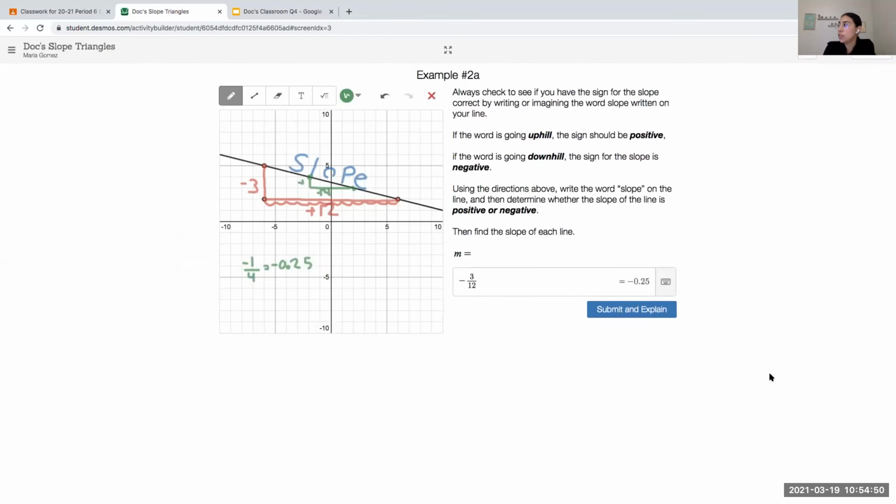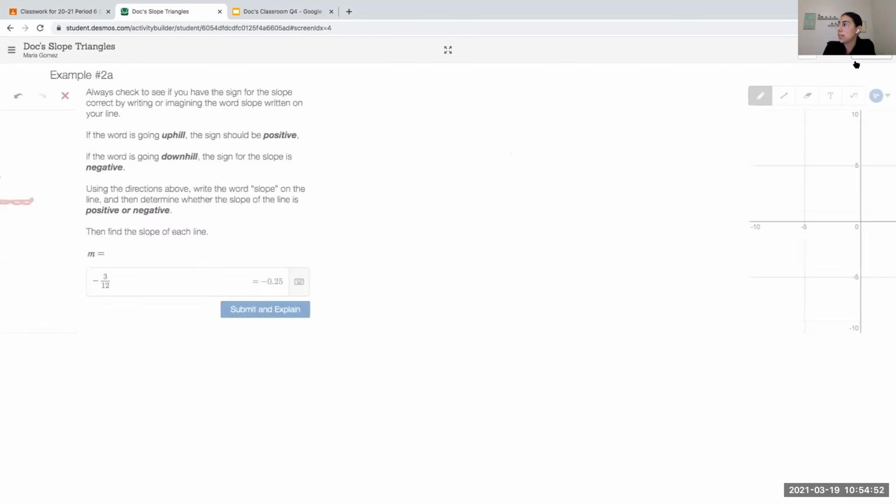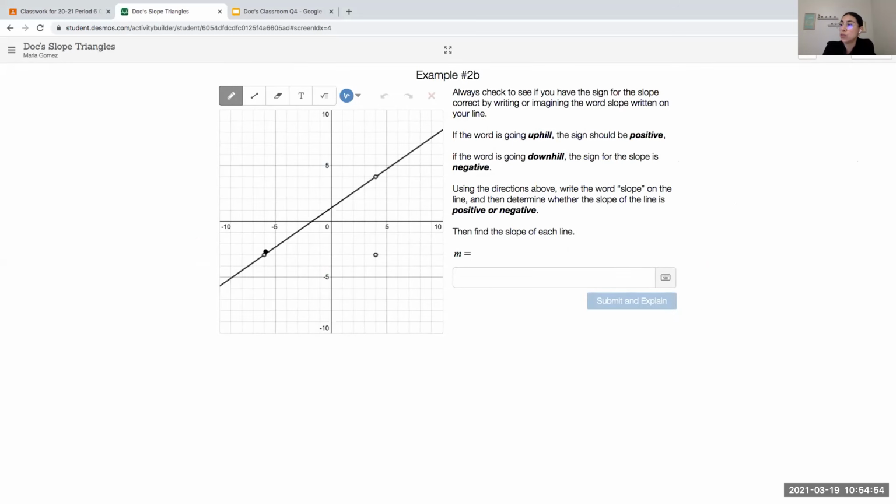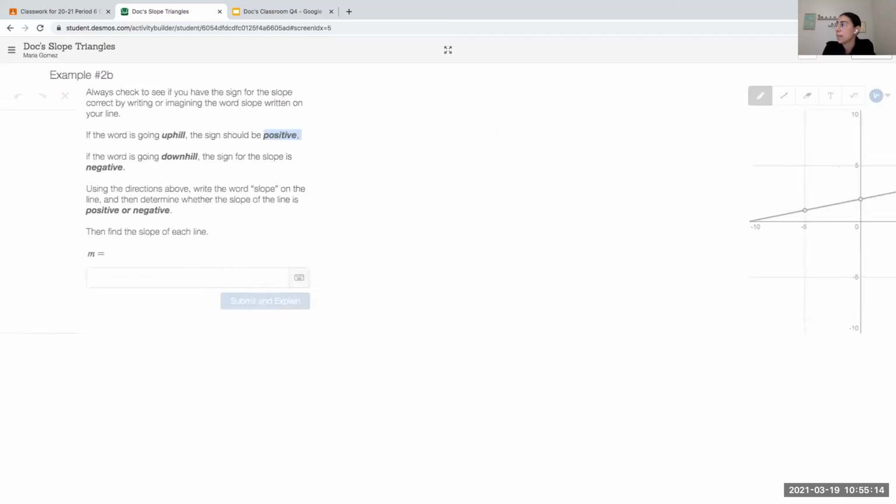And what you want to do next is click on the next button. That'll take you to slide 4. It is asking you to do the same thing. Write the word slope and check if that is a positive slope or a negative slope, and then use your points to draw yourself some triangles. Do you have to draw this big triangle? No, you can find yourself a smaller triangle if you want.